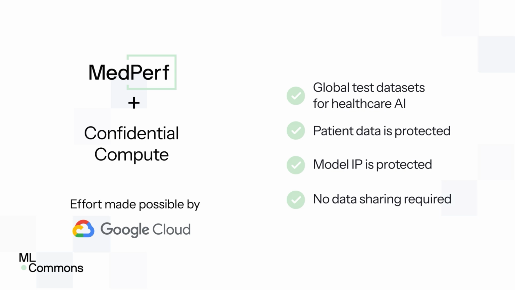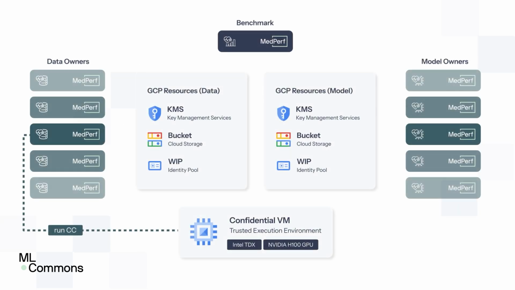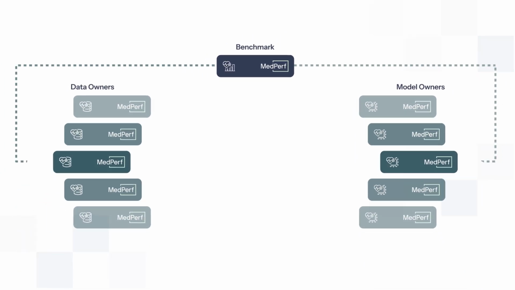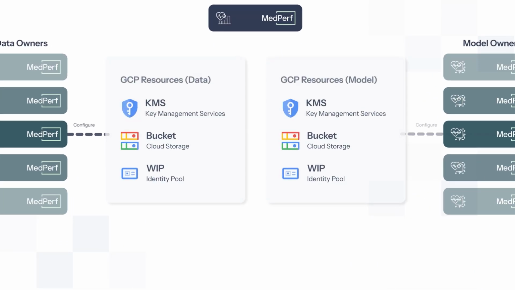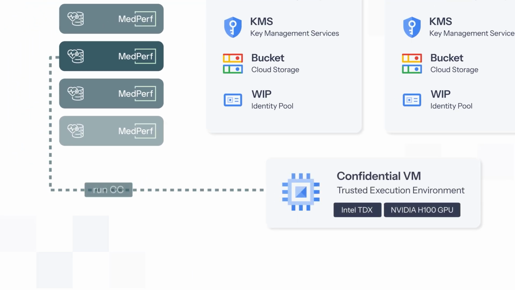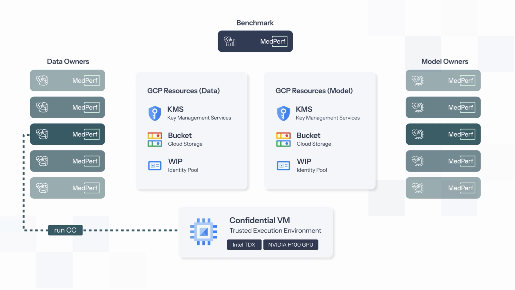Now, we will show the integration in action. The demo shows a brain tumor segmentation AI model to be run on a clinical dataset in GCP TEE. There is a benchmark authority at the top. Data owners and model owners will register with the benchmark and then set up their private assets with GCP. And finally, the data owners will run the GCP TEE workload.